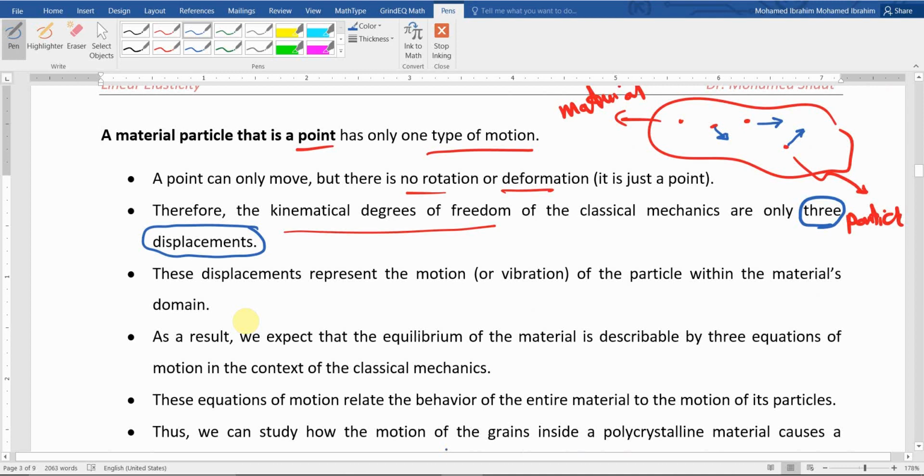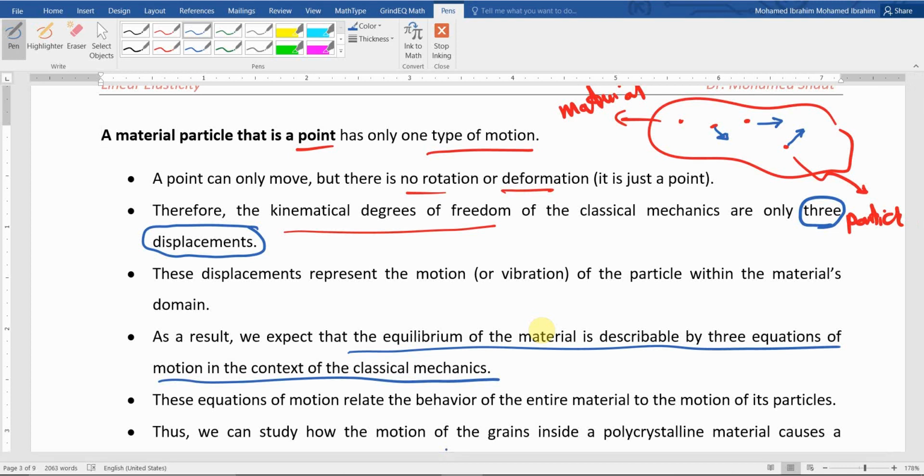So what does it mean? It's just a point. It has 3 degrees of freedom. So that's why in classical mechanics, the dynamic equilibrium of the particle is describable by only 3 equations of motion that describe the motion of each individual particle inside the continuum. We can find these displacements using 3 equations of motion in classical mechanics. But in other types of mechanics, we do have more than 3 because we have more than 3 degrees of freedom. So the number of equations of motion equals the number of degrees of freedom that we have for a point in classical mechanics.